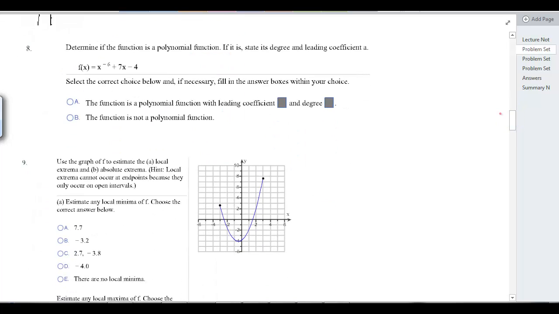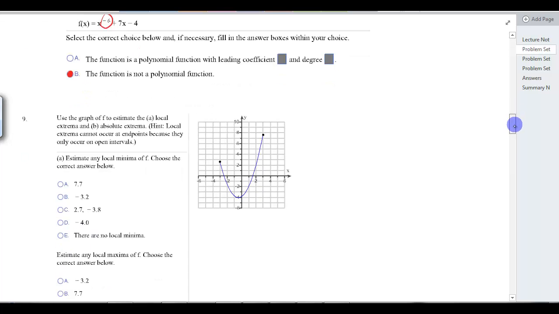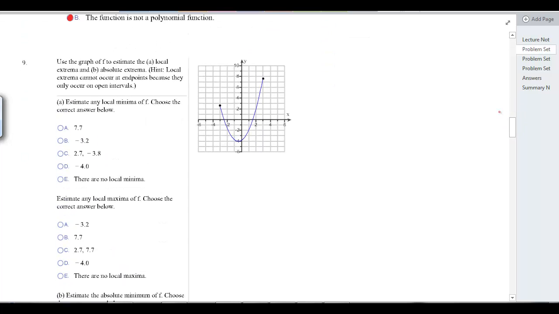All right, let's see if this one is polynomial. Note we have an x to the -6. So that exponent keeps it from being polynomial. Okay. Number 9, use the graph to estimate the local extrema and absolute extrema. Hint, here we go. Local extrema cannot occur at endpoints. Okay, they'll only occur on open intervals.